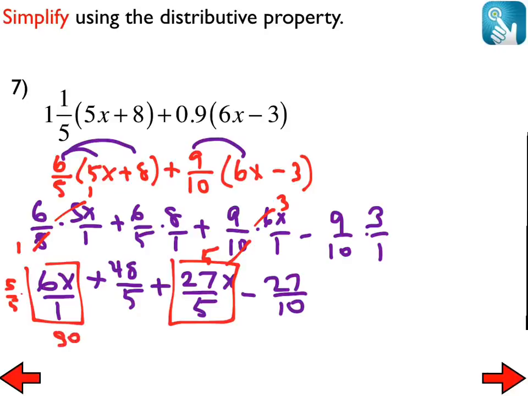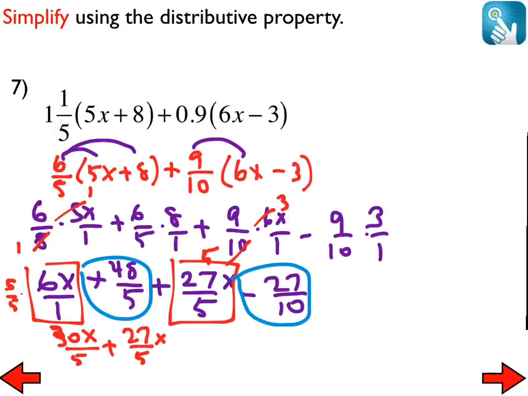So this gives us 30x over 5 plus 27 over 5x. And then this second part, what is the LCD of these two fractions? 10. So we need to multiply this one by 2 over 2. So this will give us 96 over 10 minus 27 over 10.